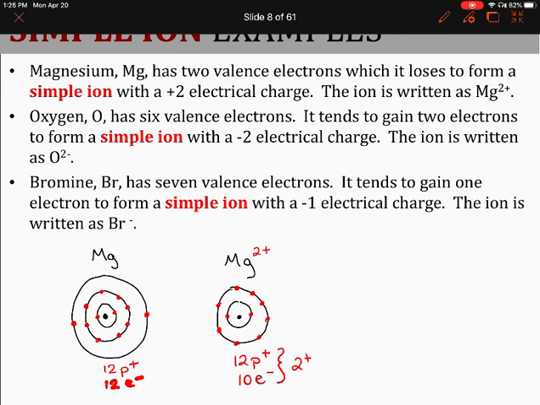Now, what's really great is that the charge on magnesium also lines up with the Roman numeral from its group. So magnesium is in group 2A. It has 2 valence electrons. And then in its ionic form, it has a 2 plus charge. So 2, 2, 2.